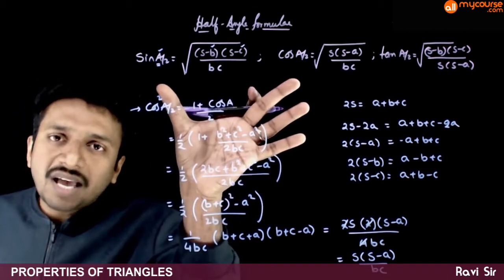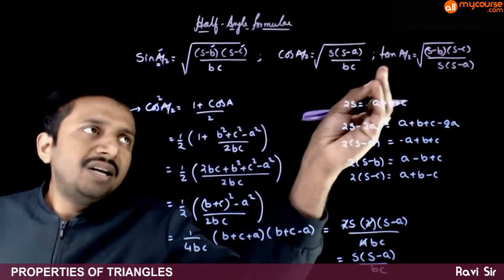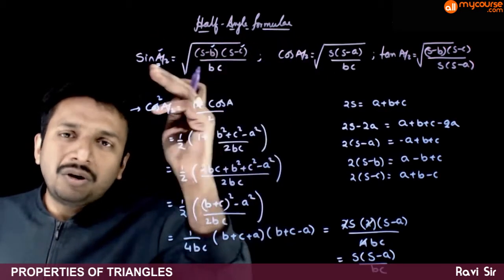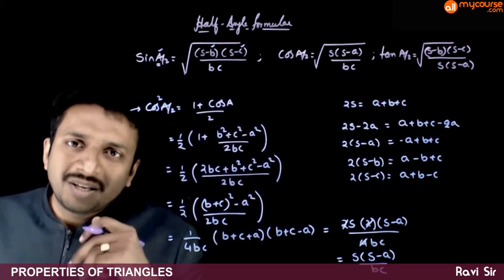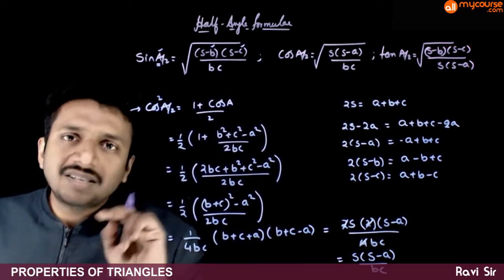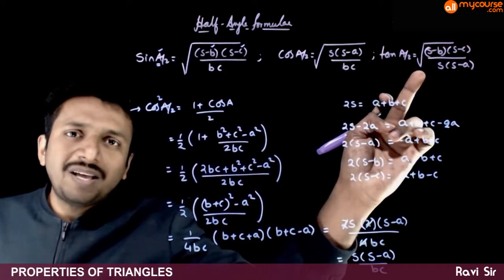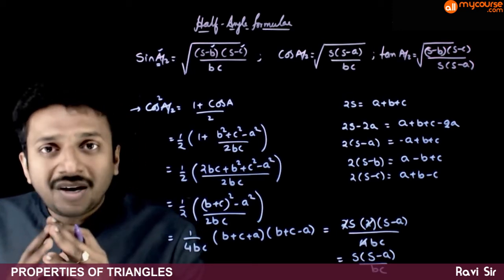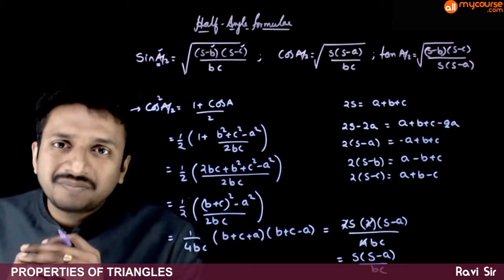And once you have sine A by 2 and cos A by 2, tan A by 2 is nothing but the quotient of these two, sine A by 2 by cos A by 2. So this BC and BC gets cancelled. So you get root of S minus B into S minus C by S into S minus A. So these formulas are called half angle formulas.